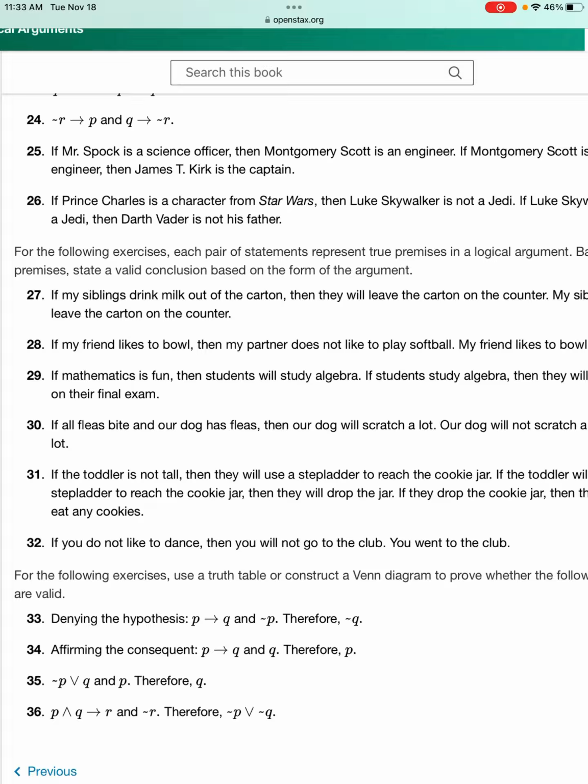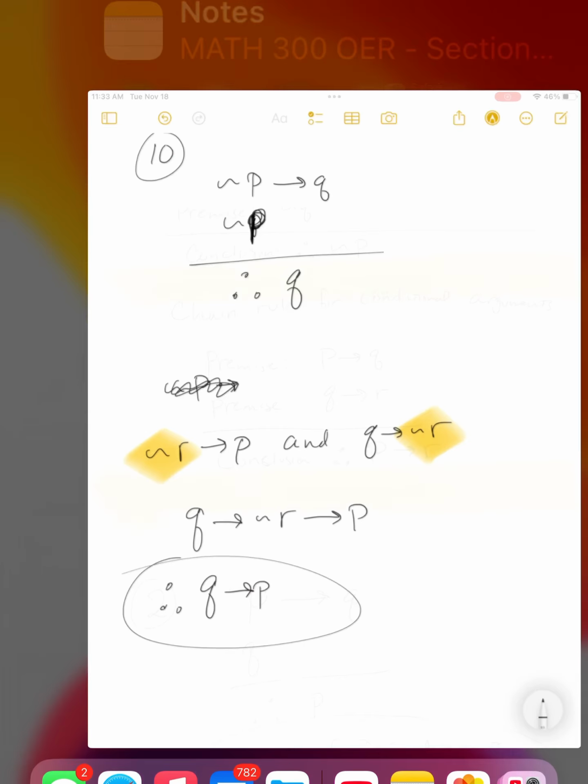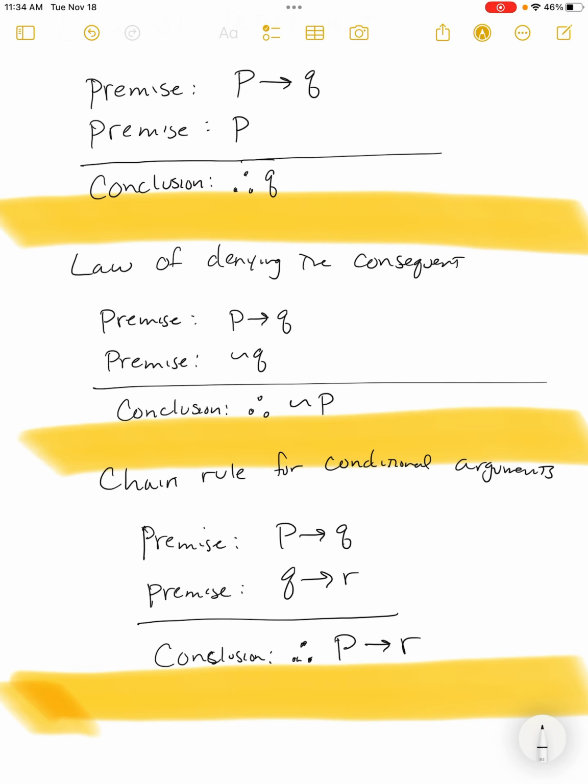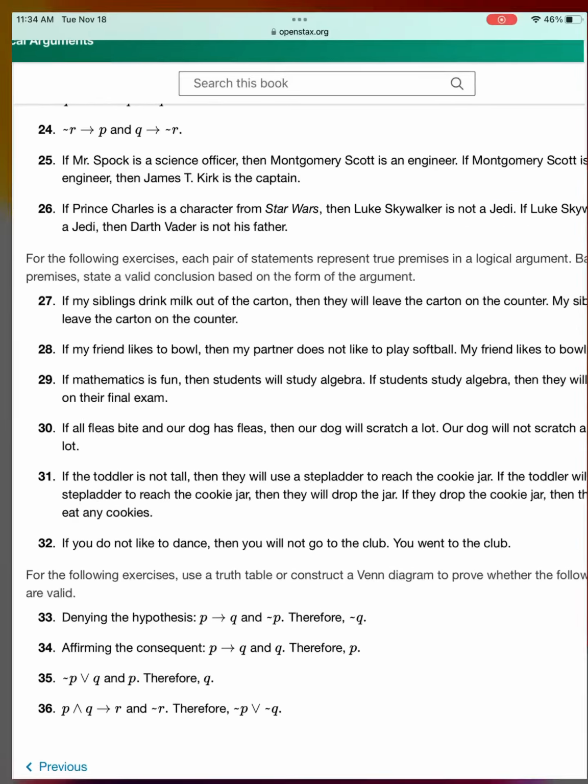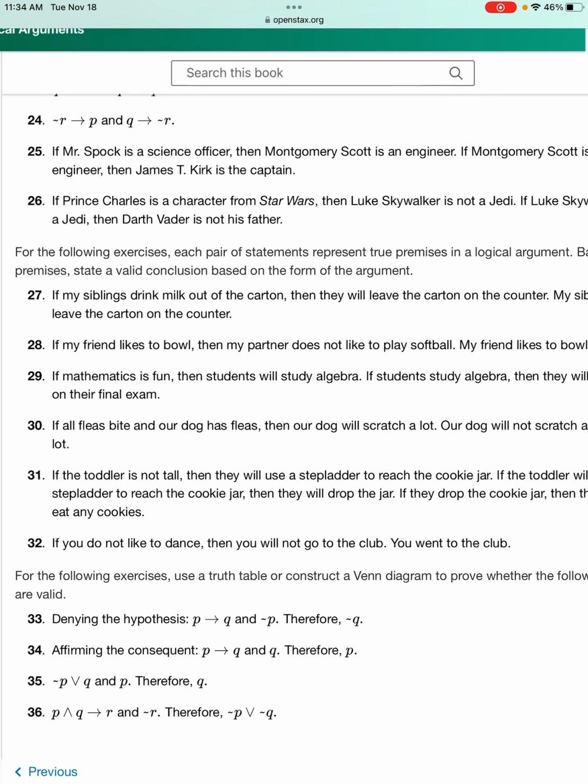If all fleas bite and our dog has fleas, then our dog will scratch a lot. Our dog will not scratch a lot. So what's this one? This is the law of denying the consequent because you have the second thing not happening. So if I look at the law of denying the consequent, because that second thing didn't happen, then the first thing didn't happen.